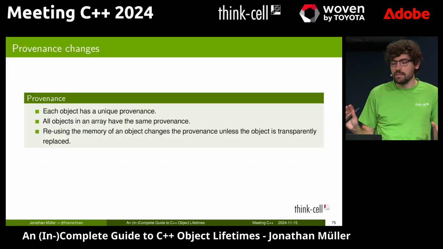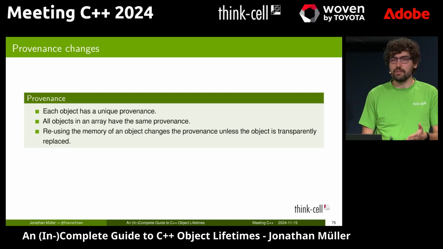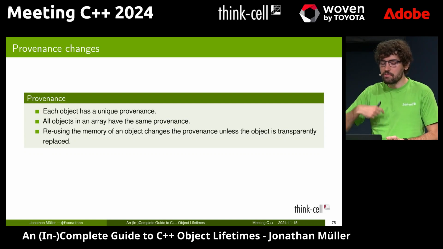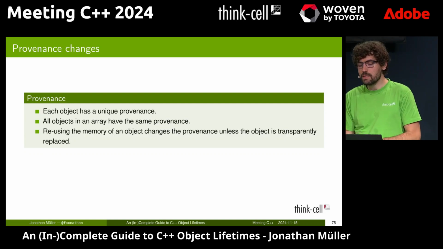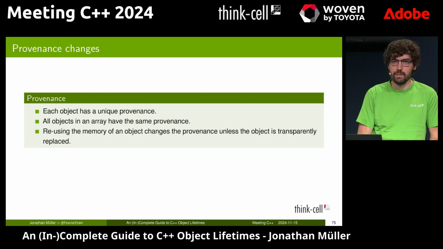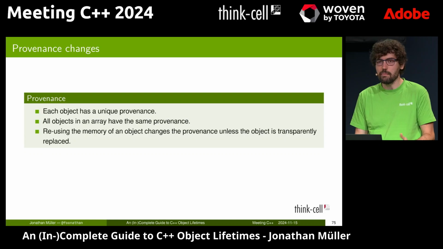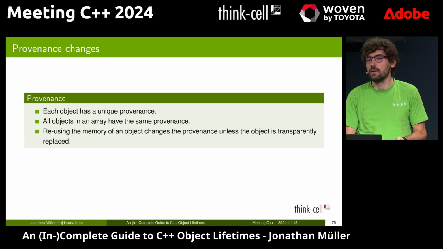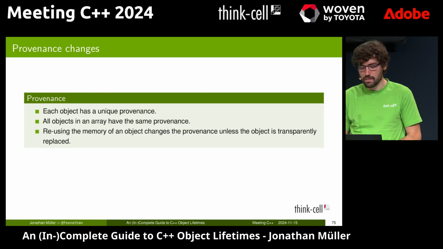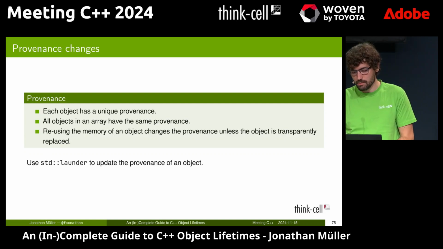So every object has a unique provenance, and all objects in an array have the same provenance. This allows you to do pointer arithmetic from one part of the array to the next one. And when we reuse the memory of an object, this changes the provenance unless it is transparent replacement. So if you do transparent replacement, then the provenance stays the same, so all the pointers keep being valid. But if you do a non-transparent replacement, then this is undefined behavior. And if you want to update it, you use launder to update the provenance of an object.